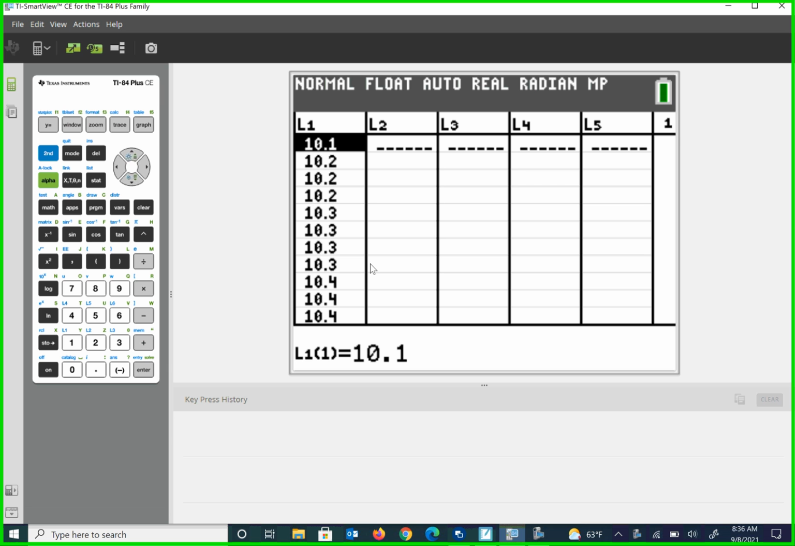All right, so first thing, it says calculate the range, the IQR, and the standard deviation. So I think I already plugged this data into the calculator. So look, right: 10.1, 10.2 three times, 10.3 four times, 10.4 five times, 10.5 twice, 10.6 three times, 10.7 once, and then 11.